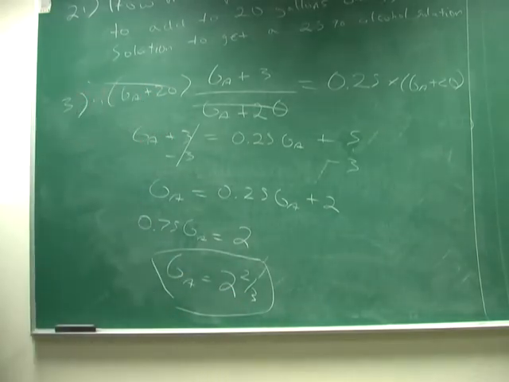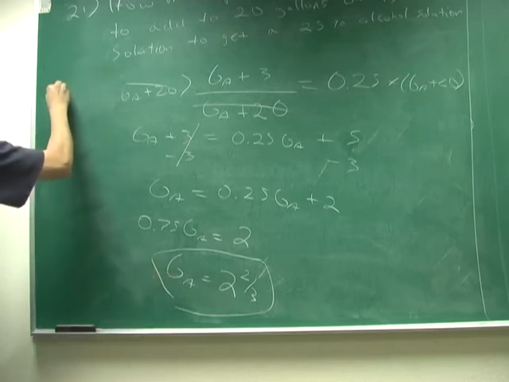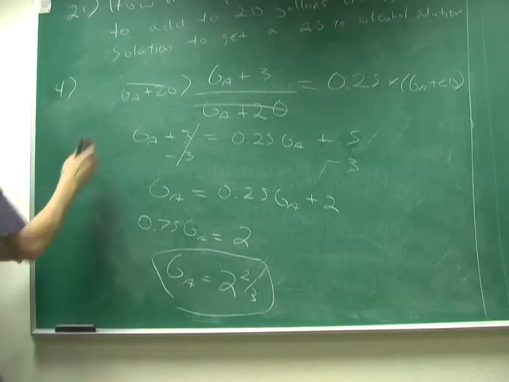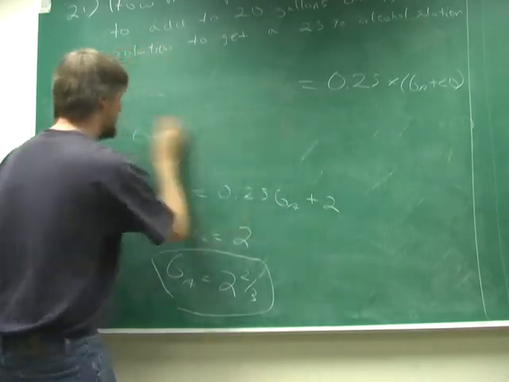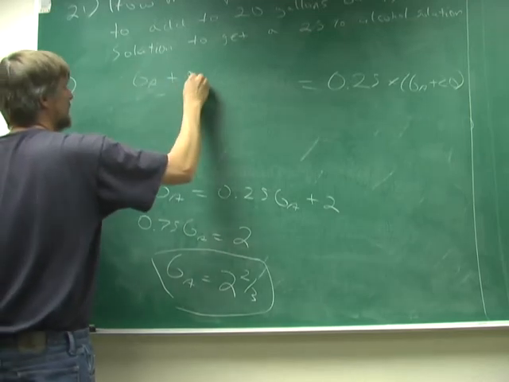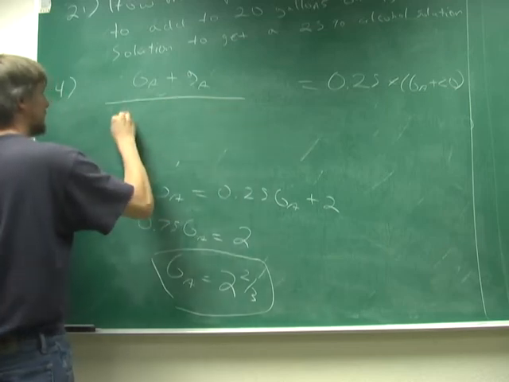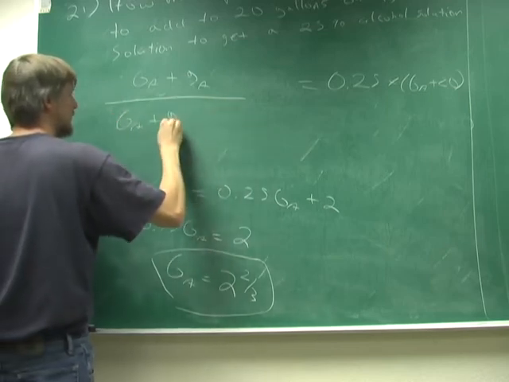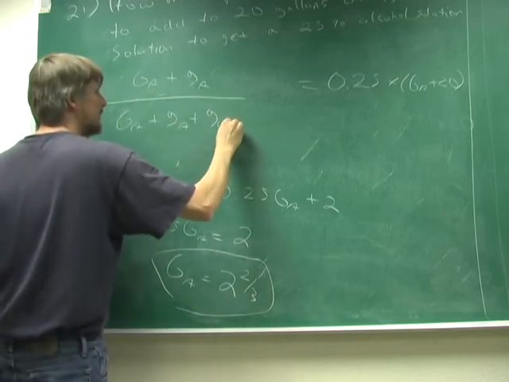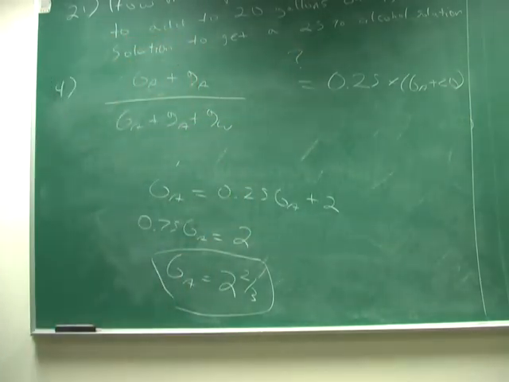And that's going to be our answer. To check our answer, we can plug this back into our original equation, or actually really our combined equation: big G sub A plus little g sub A, over big G sub A plus g sub A plus g sub W. We want to see if this does in fact equal 0.25.